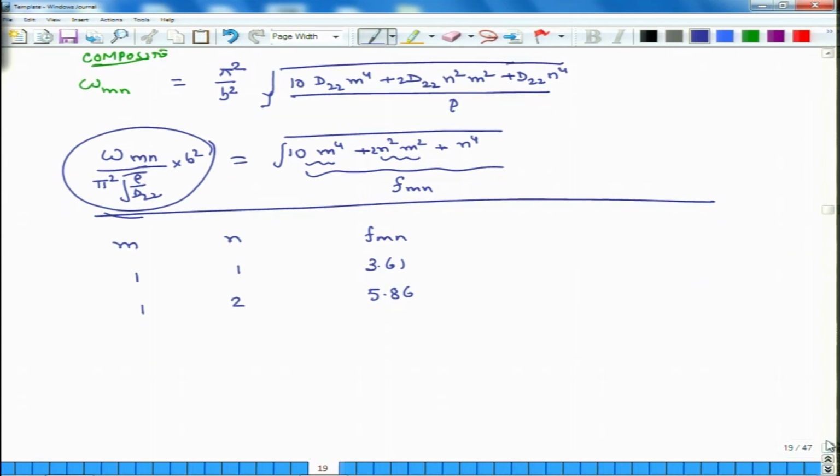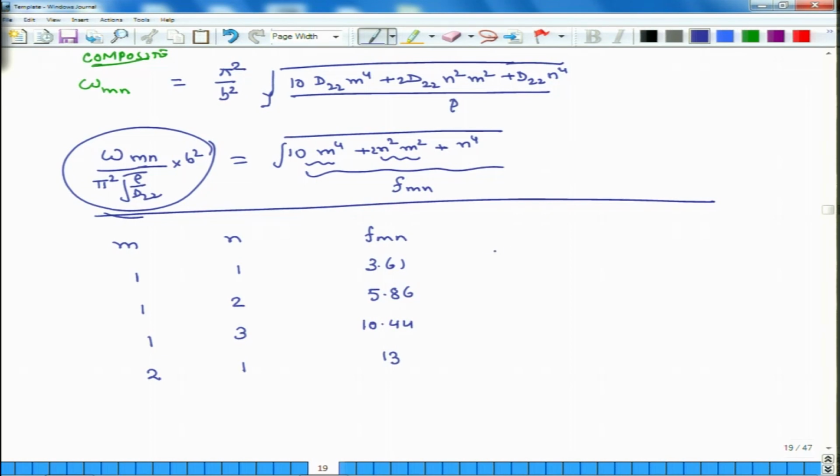Then the third lowest f mn is for this combination, m is equal to 1 and n is equal to 3, and this value comes to be 10.44, and the fourth one is 2 and 1, and this comes to 13. Okay. So, this is there.